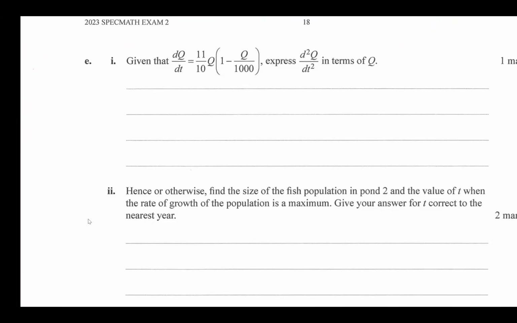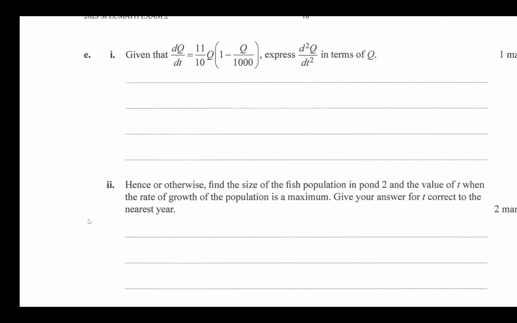Next thing, given that dQ/dt equals 11/10 Q times (1 minus Q over 100), express d²Q/dt² in terms of Q. So this is a typical implicit differentiation problem. A misconception is differentiating just with respect to Q. But remember, you still need to multiply by an extra dQ/dt.